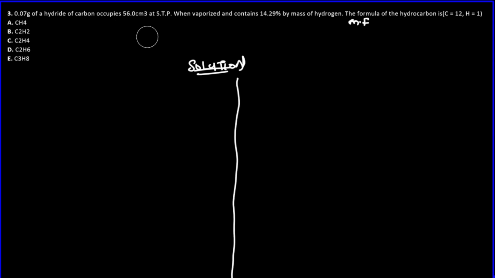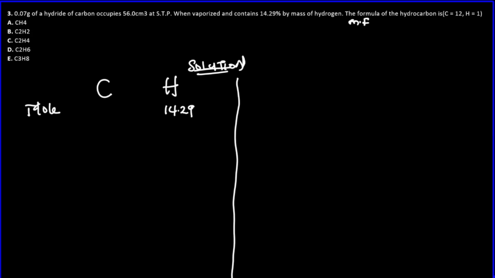So hydride of carbon, that's CH, hydrocarbon. So the individual element is CH. To find the molecular formula, you know you have to look for the empirical formula. So let's look for the empirical formula first. So CH, then we have mole, percentage by mass of 14.29. We're given the percentage by mass of hydrogen to be 14.29, but we're not given that of carbon.